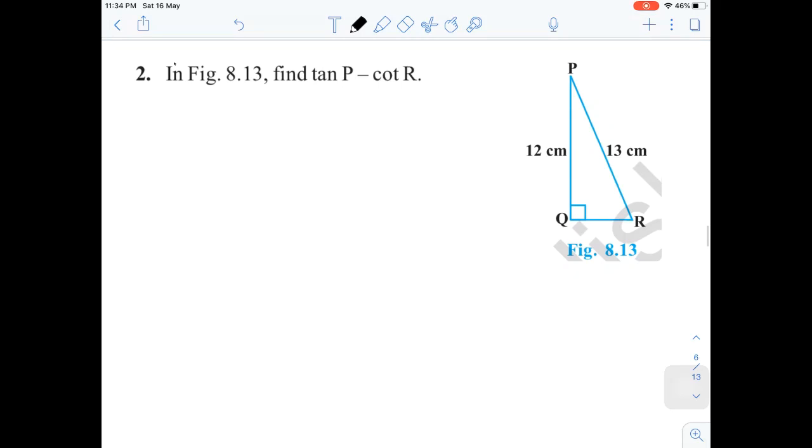Now here it is given that in figure 8.13 we have to find the value of tan P minus cot R. So before finding the value of tan P minus cot R, as we have discussed earlier, we have to find the value of the unknown side. So now here QR is the unknown side. Let us find its value by using Pythagoras theorem. So let us write it.